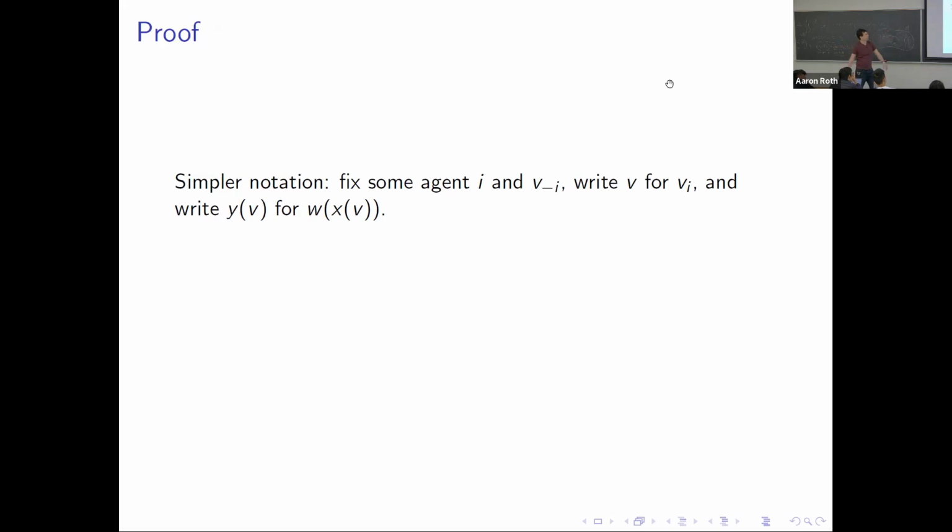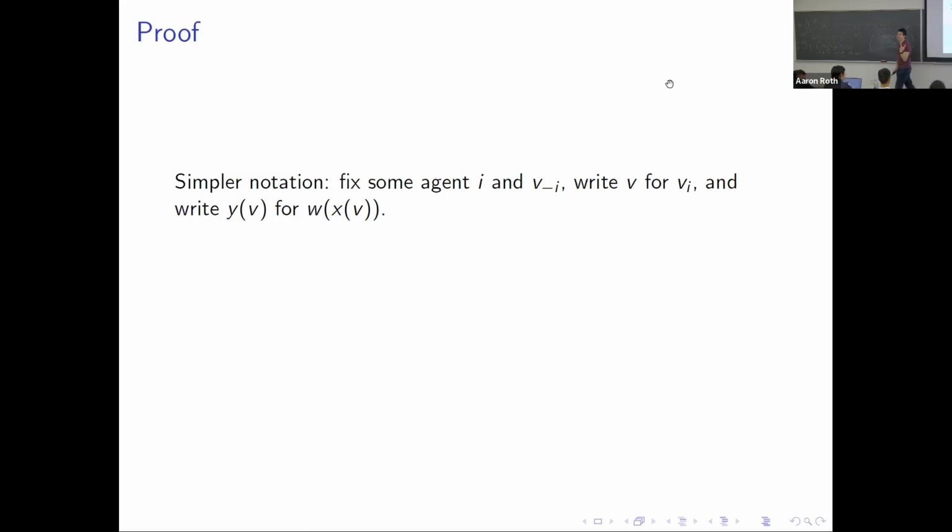So I want that to be reflected in the simpler notation as well. Okay, so choose your favorite agent i. Just choose it right now. Also choose the bids of all of the other agents. The argument we need to make had better be true no matter what those things are. So let's just fix them. And now, when previously I would have written w of x of v, where v is this vector of all of the other bids and bidder i's bid, and w is the public value summarization function, and x is the allocation rule, I'll just write y of v for that.